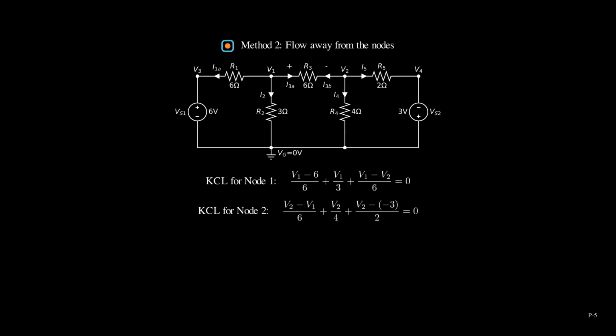For the branch with R3, we define two currents, I3A and I3B, which are against each other. This is totally fine. I3A is labeled for node 1 KCL. I3B is labeled for node 2 KCL. They are essentially the same. Their directions are opposite. Their magnitudes are also negative to each other. Apparently, I3A equals V1 minus V2 over 6, and I3B equals V2 minus V1 over 6.